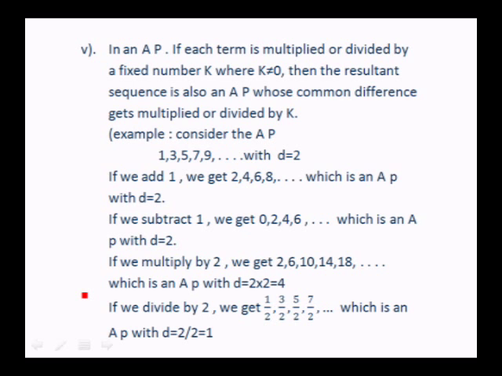If we divide by 2, we get 1/2, 3/2, 5/2, 7/2, etc., which is an AP with D equal to 2 by 2, because originally the common difference was 2, and you have to divide it by 2. So the common difference here is 1.